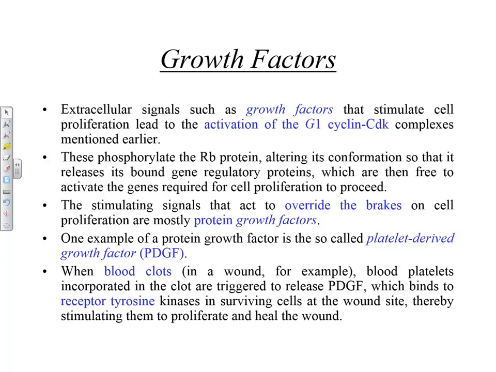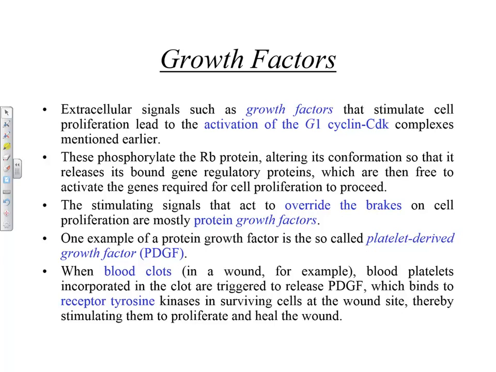So extracellular signals such as growth factors that stimulate cell proliferation will lead to the activation of the G1 Cyclin-Cdk complexes mentioned earlier. These will phosphorylate the retinoblastoma protein, altering its conformation. Remember, that's why I emphasized that in chapter 4, when we did proteins: if you put a phosphate group on a protein, you put in some negative charges, you change its shape. You can change its shape from active to inactive and vice versa. So these will phosphorylate the retinoblastoma protein, altering its conformation slightly so that it releases its bound gene regulatory proteins, which are then free to activate the genes that are required for cell proliferation to proceed.